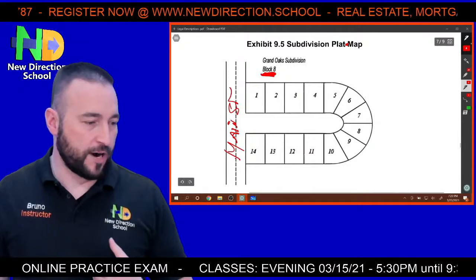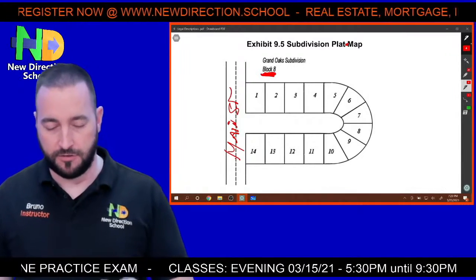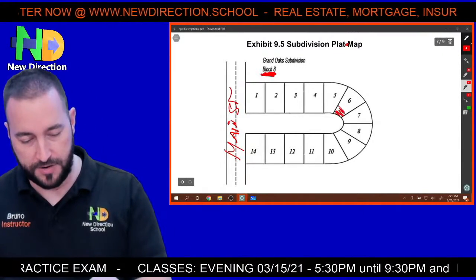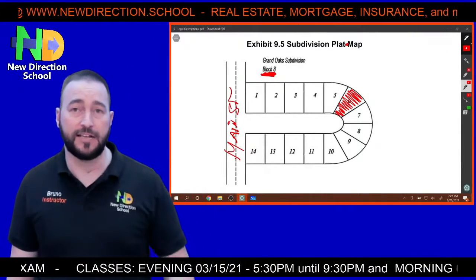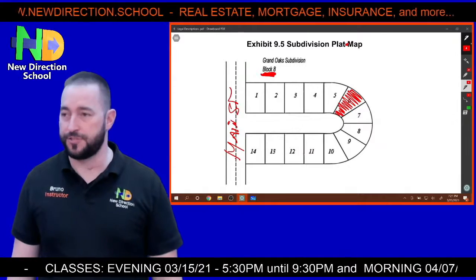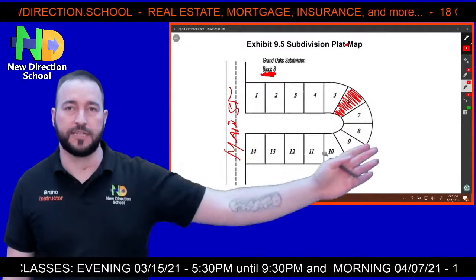So if my property is located on lot 6, and this would be my property right here, it will be defined as lot 6 in block 8 of Great Oaks subdivision. That's my house right there, as an example.